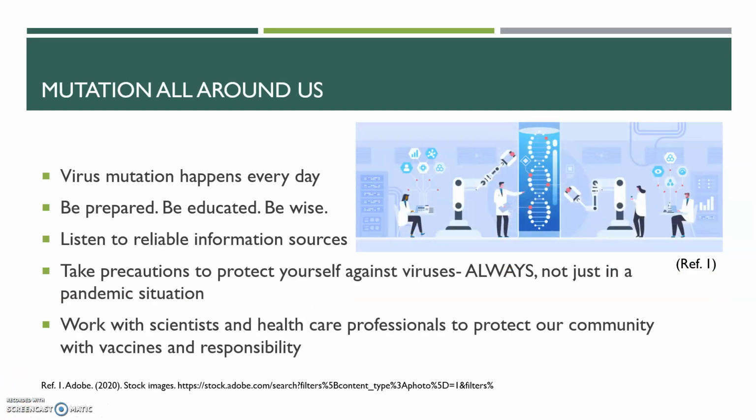Now, what have we seen today? I hope you have seen that virus mutations happen all around us. There are three main things we can do to be very productive citizens, productive future healthcare workers, and ultimately productive people. So first, we need to be prepared. Secondly, we need to be educated. And lastly, we need to be wise about virus mutations. First, we need to be prepared. Get vaccinated if available.